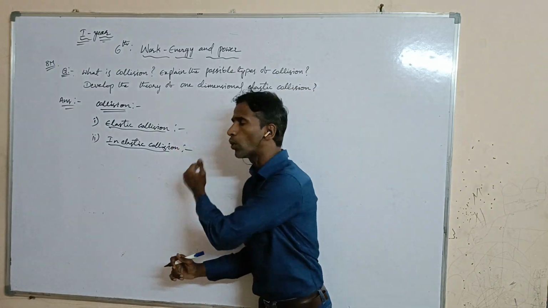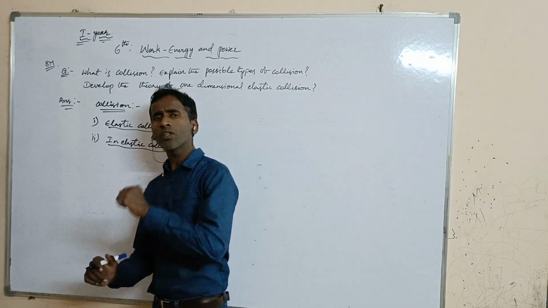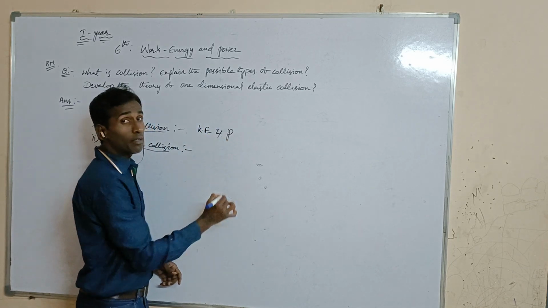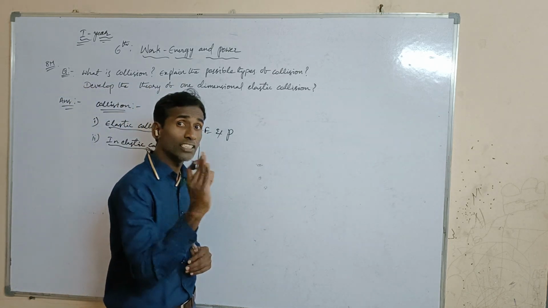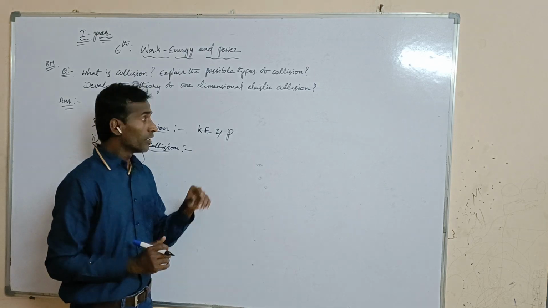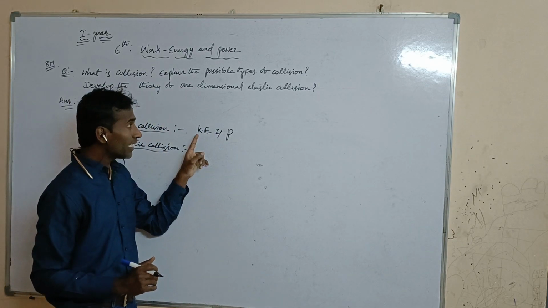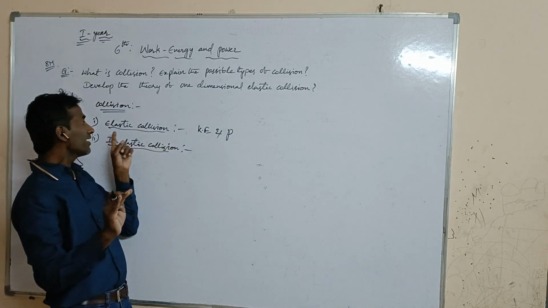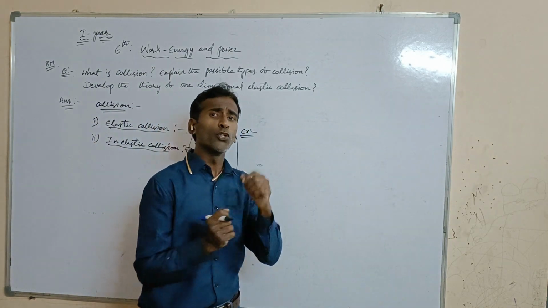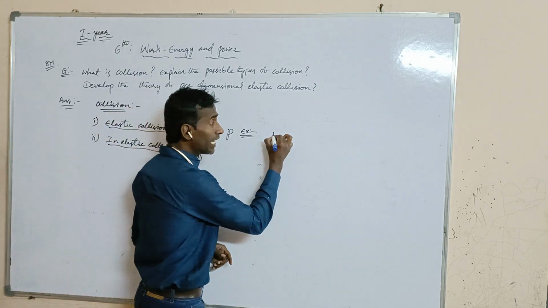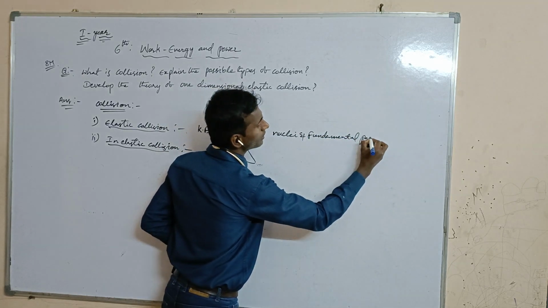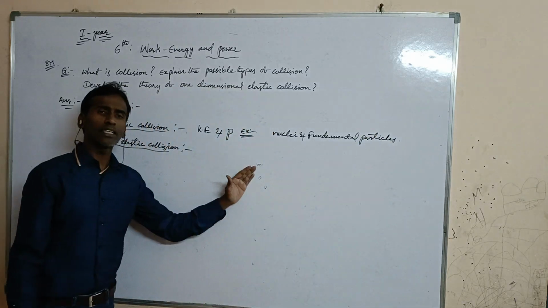First of all, what is elastic collision? It is the collision in which both kinetic energy and momentum, momentum denoted by P, are conserved. Momentum is the product of mass and velocity, and kinetic energy is the energy possessed by a body by virtue of its motion. So the collision in which both momentum and kinetic energy are conserved is called elastic collision. The best example for elastic collision is the collision between nuclei and fundamental particles.